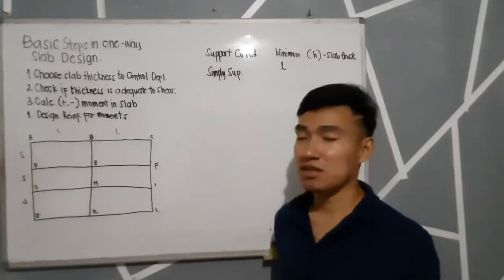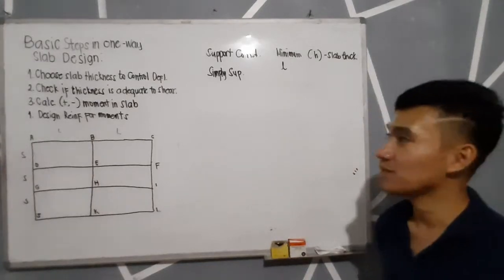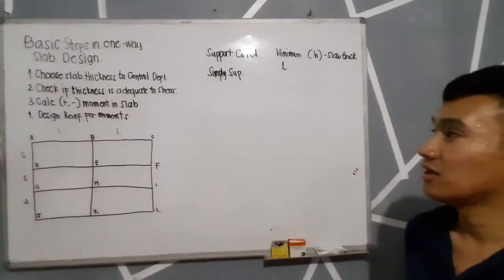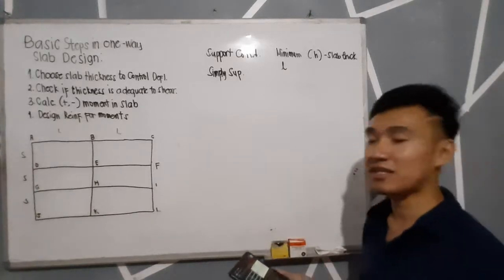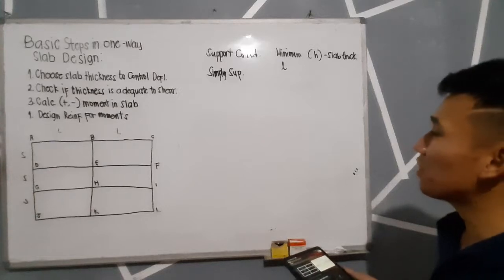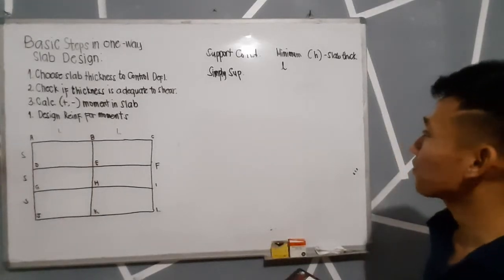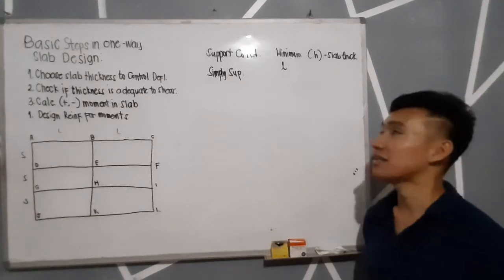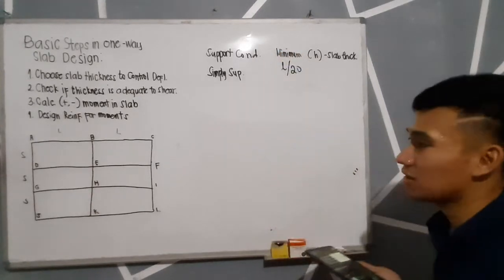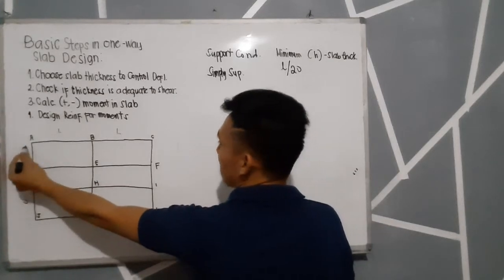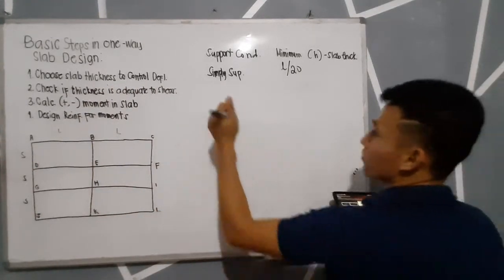So in continuation with my presentation, let's have the basic steps in designing a one-way slab. First is, let's choose slab thickness to control deflection. Under step 1, the code has given us a minimum slab thickness. First, we have the support conditions. First is the simply supported, which is given a minimum slab thickness of L over 20, where L is the length perpendicular to the longer side.